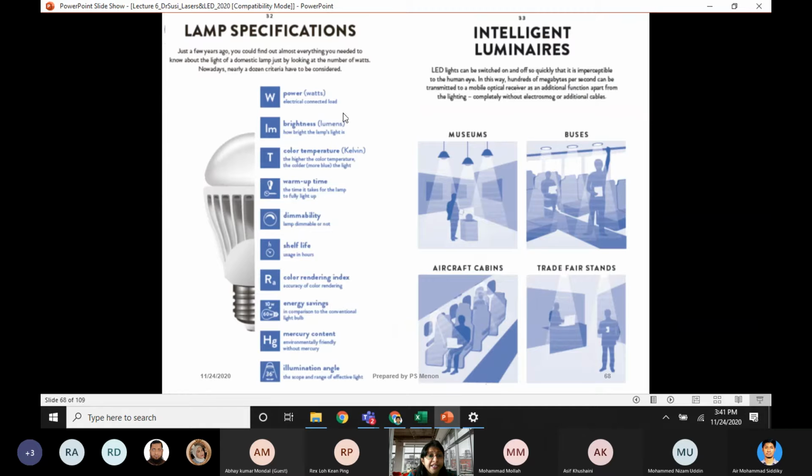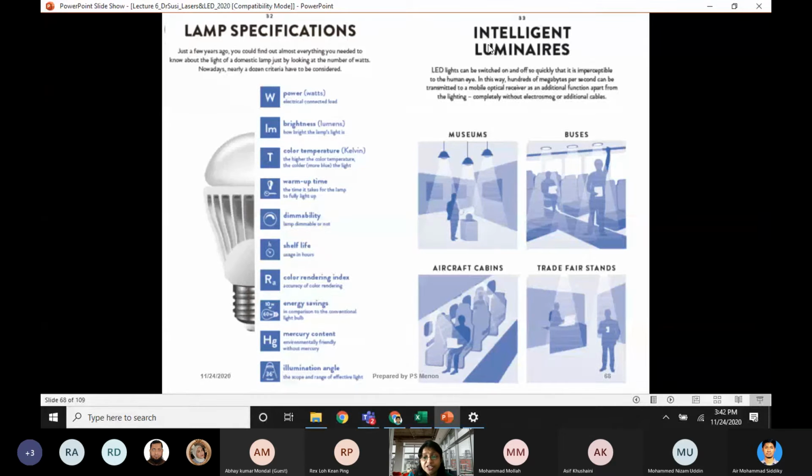If you look at the different lamp specifications, nowadays when you want to look at a lamp, you look at the power, which tells you the electrical load. You also look at the lumens, which is the brightness, how bright the lamp's light is. You look at the temperature, given in Kelvin, the warm-up time, how long it takes to light up, the dimmability, can you dim it or not, and the shelf life, how long you can use it. The color rendering index, the energy savings, the mercury content, which is for being environmentally friendly, and also the illumination angle, the shape and range of the effective light.